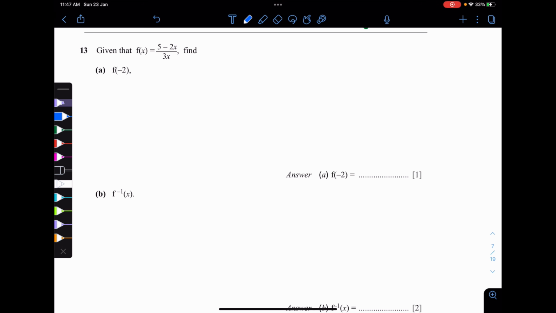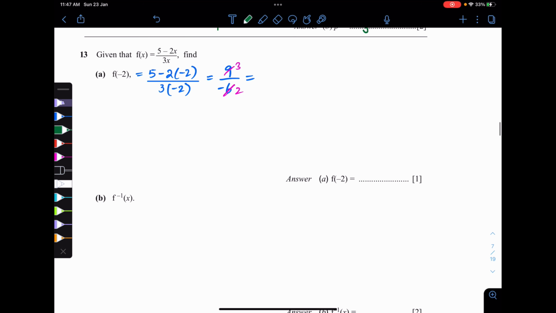It's a similar equation to what we have done already. F of negative 2. That means you're going to put negative 2 in place of x. So this is going to be 5 plus 4, which is 9, divided by negative 6. After a little bit of cancellations, you're going to be left with minus 3 over 2. You can write minus 3 over 2. You can write minus 1 whole 1 by 2. You can also write minus 1.5. All of those answers are perfectly fine.